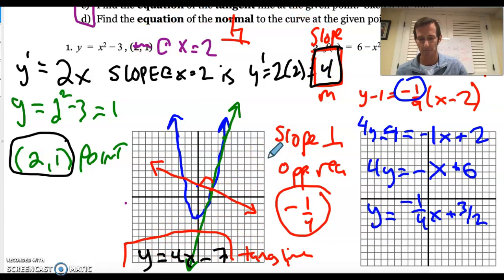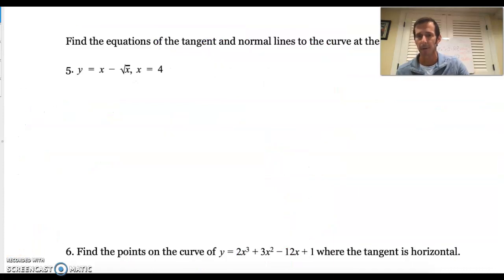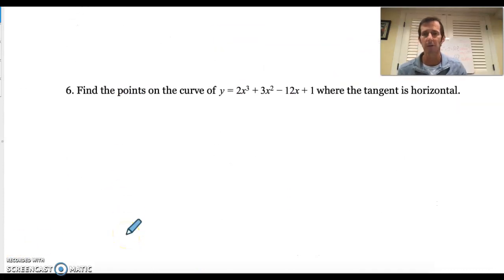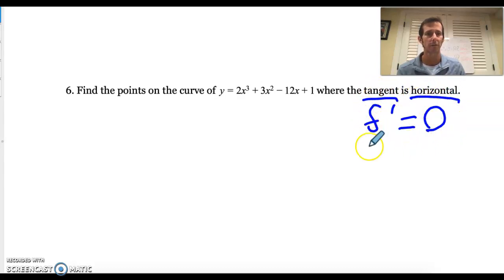All right, I am going to move to number 6 because this is another very popular question that you will see often in the world of calculus. It wants to know the points on the curve, and here's my function, where the tangent is horizontal. So tangent is basically saying the tangent line is horizontal. That happens when the derivative equals 0. So you see this situation, you are finding when the derivative is 0.